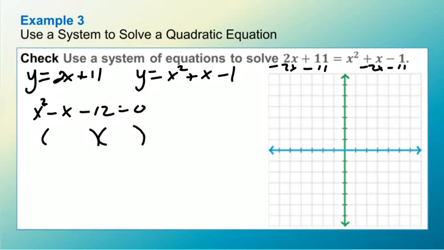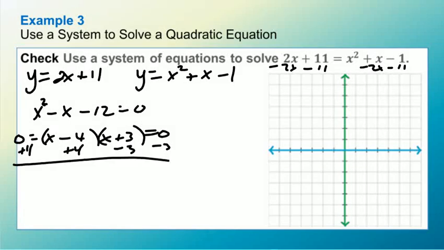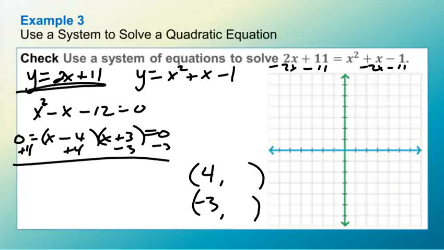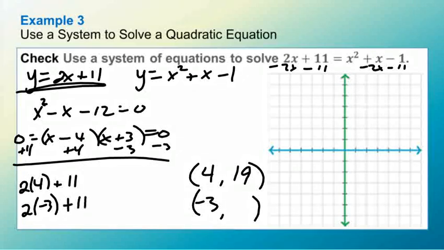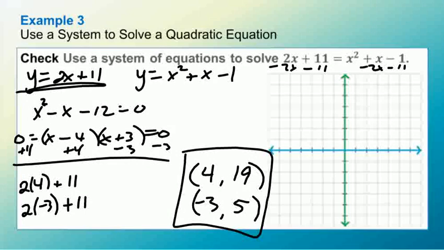I can factor this and make them equal to 0. I would have x minus 4 and x plus 3. Add 4, subtract 3. My 2 points are going to have 4 as an x coordinate and negative 3 as an x coordinate. And I'm going to use this one right here to find my y. So 2 times 4 plus 11 will give us 8 plus 11 is 19. And then 2 times negative 3, which is negative 6, plus 11 gives us 5. So our solution would be 4, 19 and negative 3, 5.